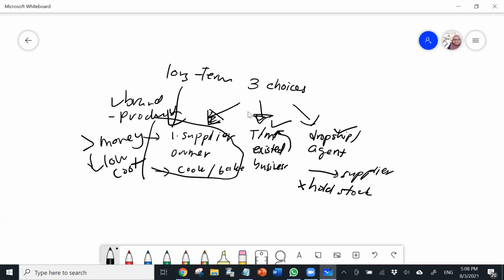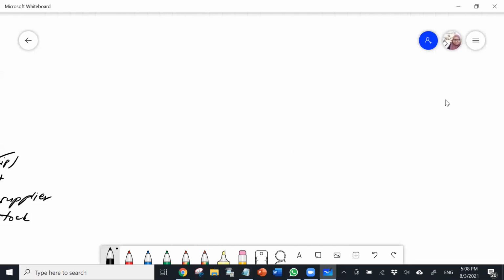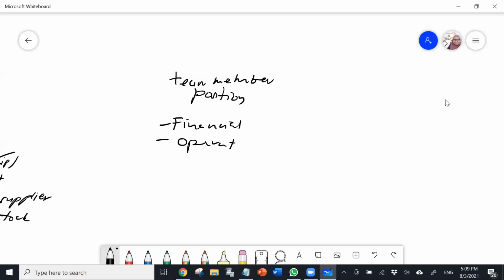So I think there is one question talking about the position of the team members. Before this, I put you some positions for each team member. We have financial, we have operation, we have CEO, we have HR. Like I said, this is all flexible.